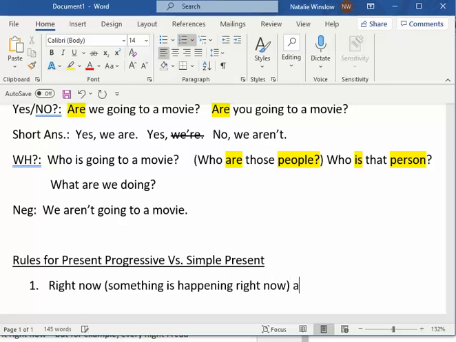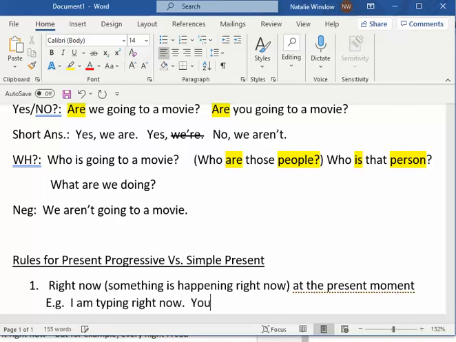So it's like at the present moment. So we could say, for example, I am typing right now. You are looking at my screen. Right. And I could say at the moment. Okay.